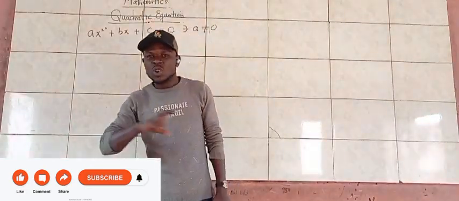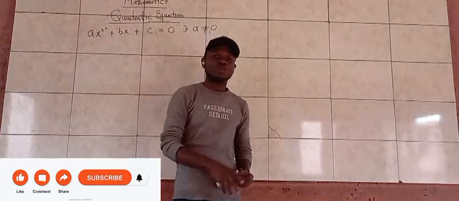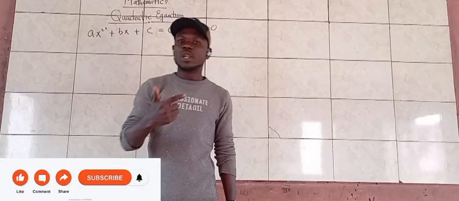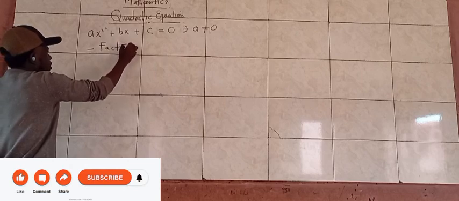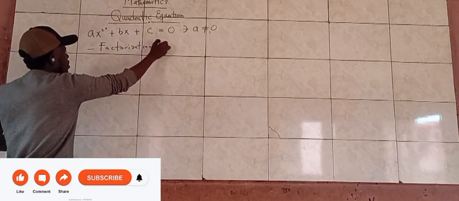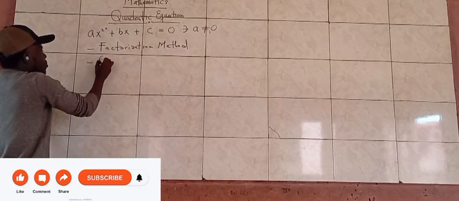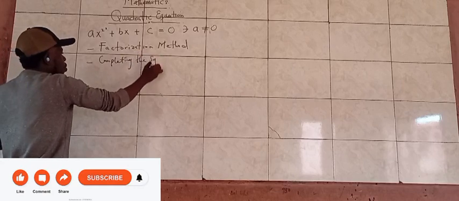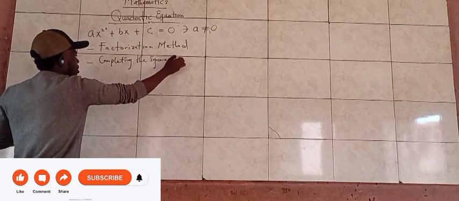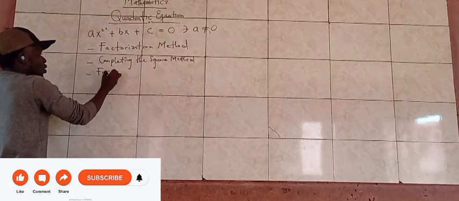We are discussing the second order of the polynomial now, which is called what? The quadratic equation. There are basically 4 ways to solve the quadratic equation. The first method is called the factorization method. Then the second method is called the completing the square method. Then the third method is the formula method.